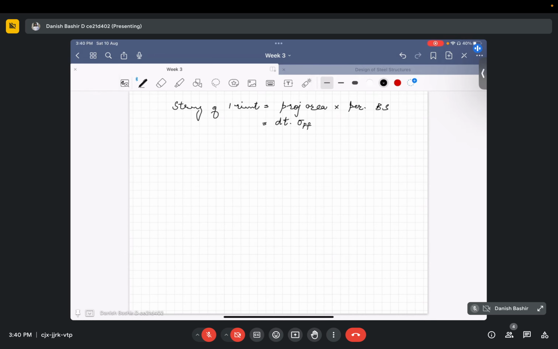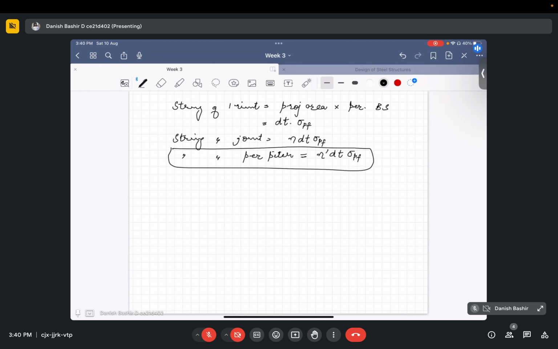So the strength of the joint will be n d t sigma pf, because there are n rivets. The strength of the joint per pitch length, we don't multiply by n, we multiply by n dash: n dash d t sigma pf. These are very easy formulas, you can remember them. This is also one more formula.